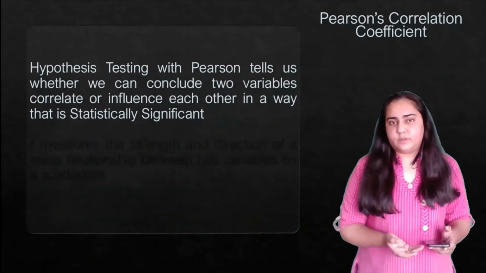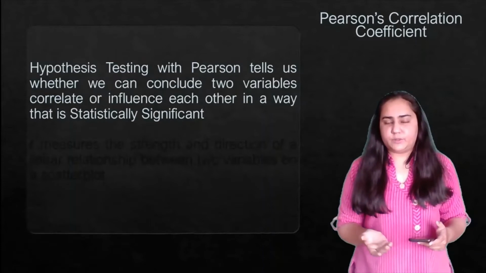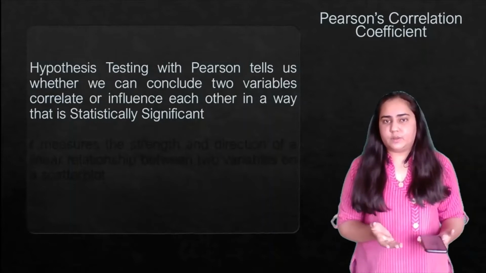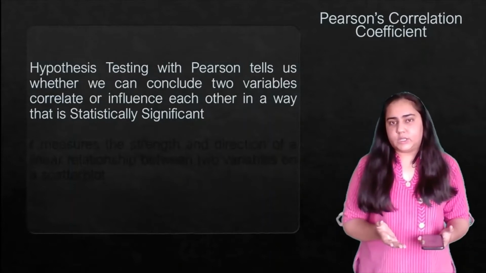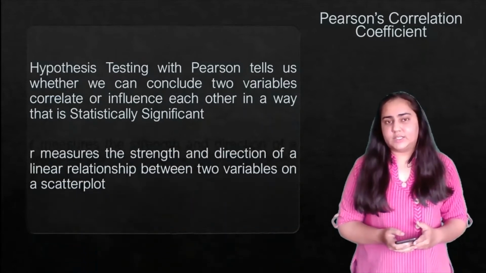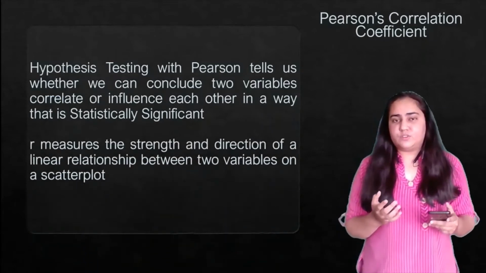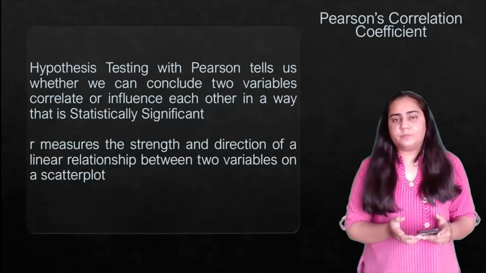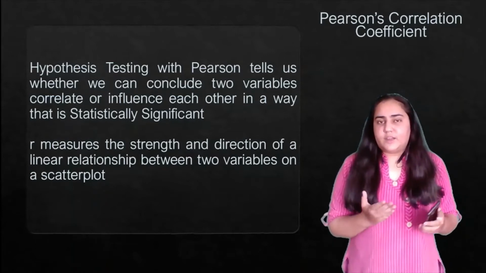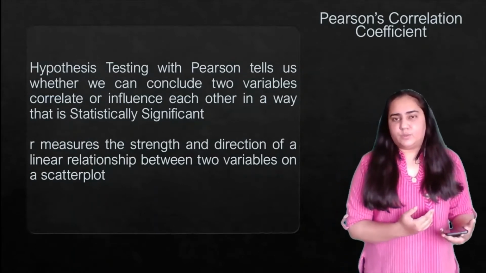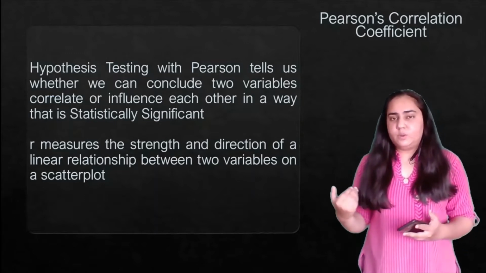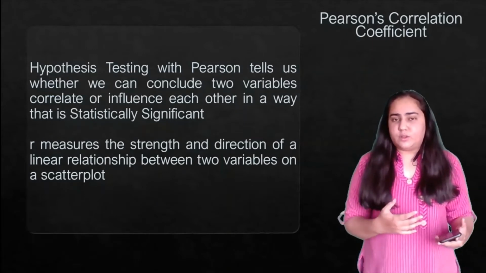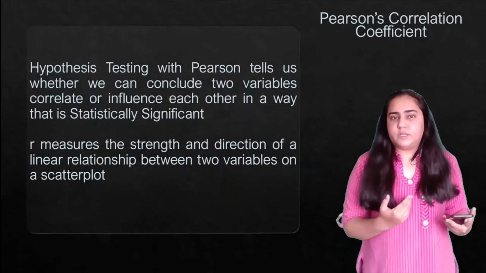When we do hypothesis testing with Pearson's correlation coefficient, it tells us whether we can conclude that two variables correlate or influence each other in a way that is statistically significant. R measures the strength and direction of a linear relationship between two variables on a scatter plot. When we talked about p-value, we were talking just about one variable. That time we were just trying to measure whether or not the medicine works, so that was a different type of hypothesis.